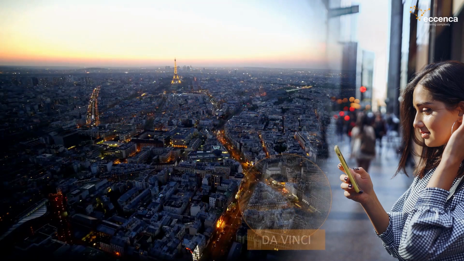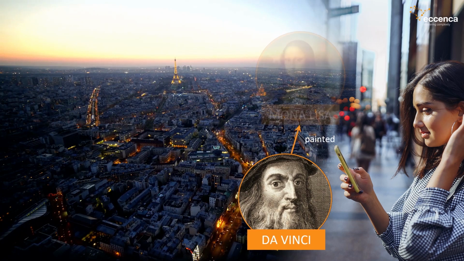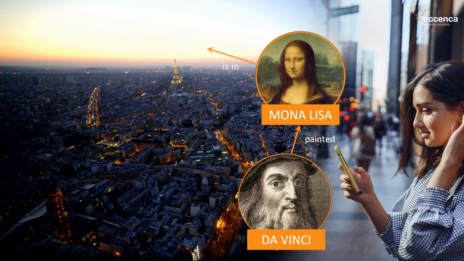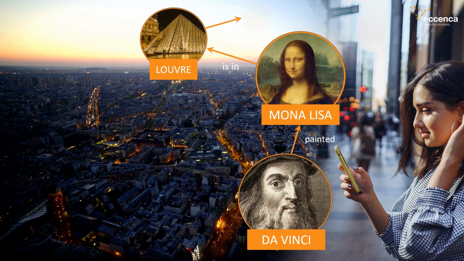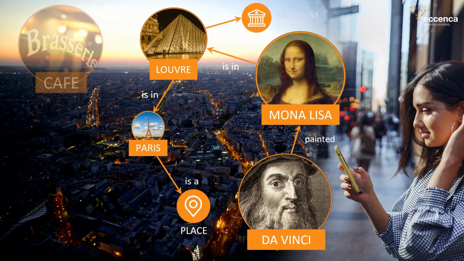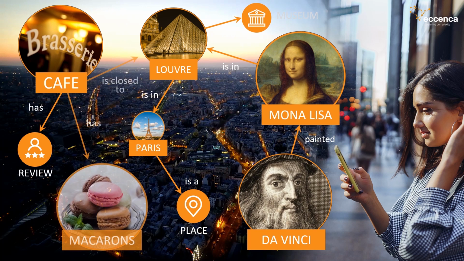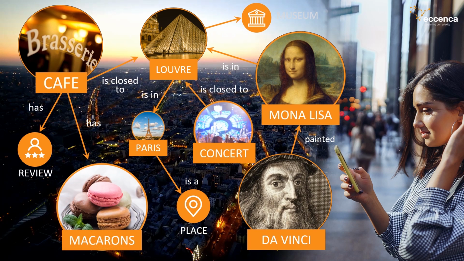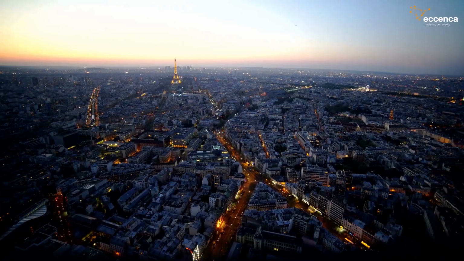For example, Leonardo da Vinci's Mona Lisa painting is at the Louvre, which is linked to an exact geoposition in the city of Paris. 4 of the top 10 macaron cafes are linked to geopositions close to the Louvre. And lucky you, your favorite singer is playing at a nearby club that day. Knowledge graphs help connect disparate information and bring it together to create your dream weekend.